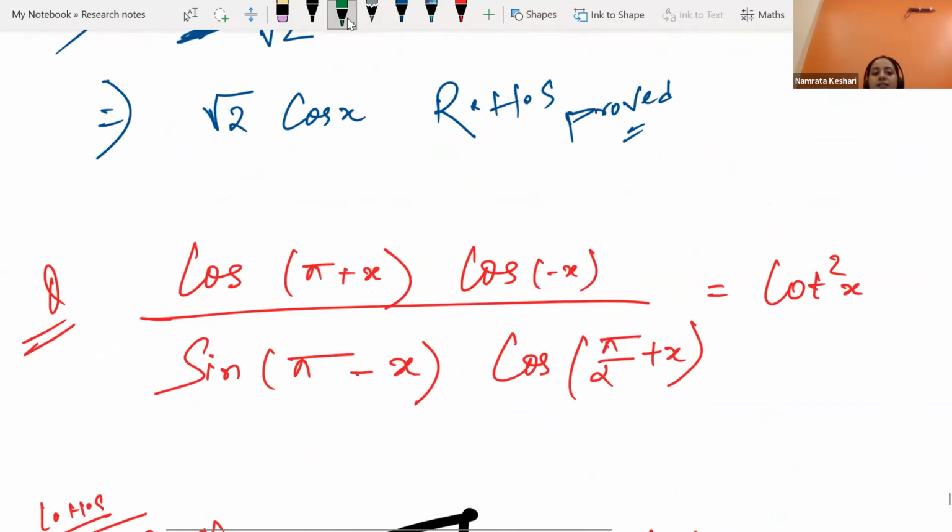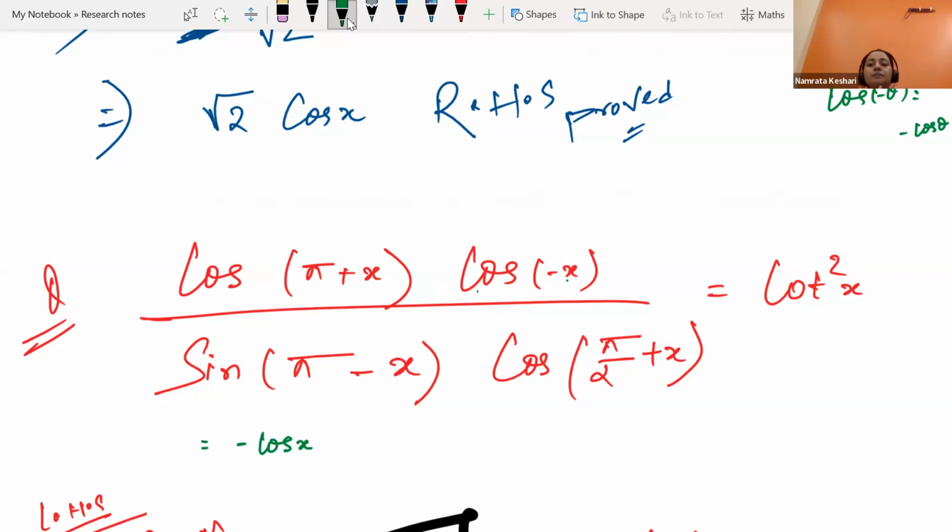Now cos of pi plus x is minus cos x, right? Third quadrant: cos of pi plus any angle, cos will remain cos only, and pi plus means the third quadrant, so the result will be negative. Yes or no? Now cos of minus x. Cos of minus theta, do you know, Shiza? Cos of minus theta is minus cos theta.